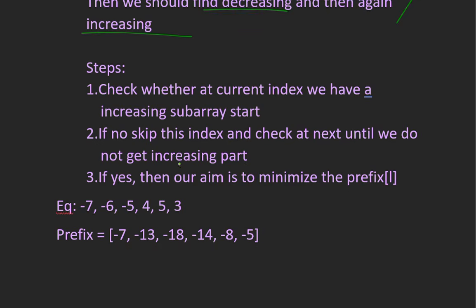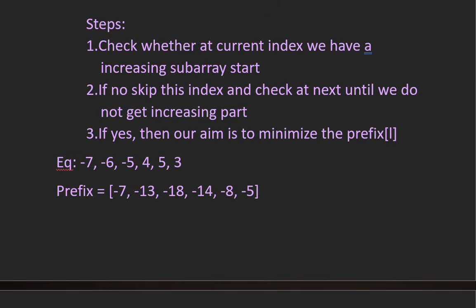So let's see the steps. First of all we will check whether at our current index we have an increasing subarray start, right? What can be the possible cases? Either it is constant or decreasing, so we have to skip those cases.